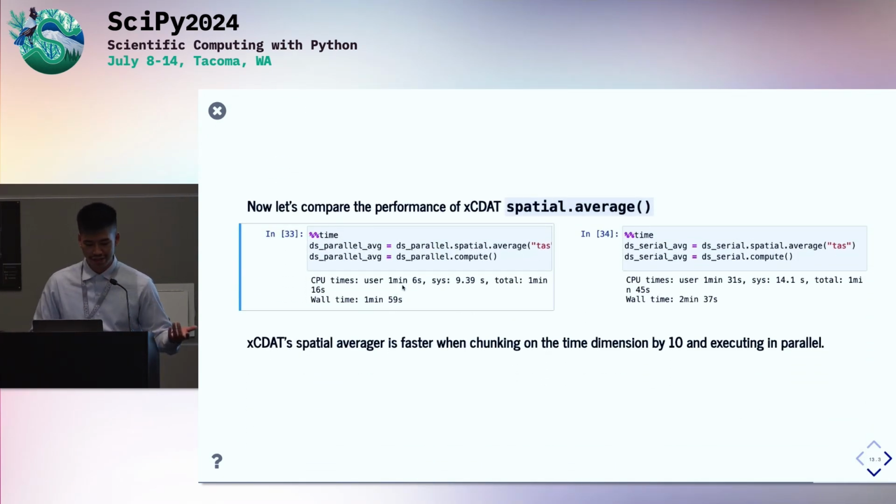And you can see on the left, it takes about 1 minute 59 seconds for the wall time for parallelized, and then 2 minutes and 37 seconds. You could probably chunk this better. I just did it by 10 just to show a quick example, but in this case, we're just demonstrating the parallelizability of xCDAT.